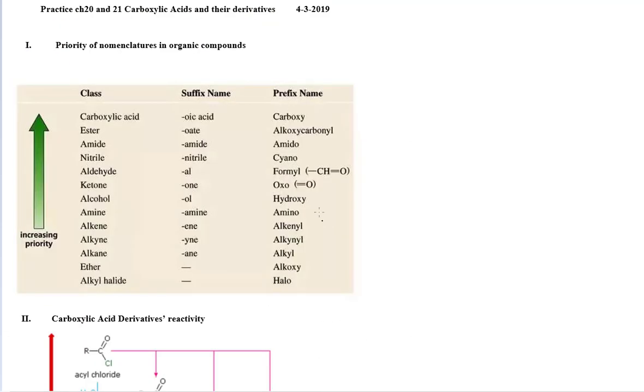Okay, so to get this started, when naming organic compounds, there is a list of priority. Basically, if it's high enough in priority, you use its suffix name, and if it's lower in priority, you use it as a prefix. For example, if we have a compound that has both, let's say, a ketone and an aldehyde in it, so let's draw a 4-carbon molecule, where it has both an aldehyde and a ketone in it.